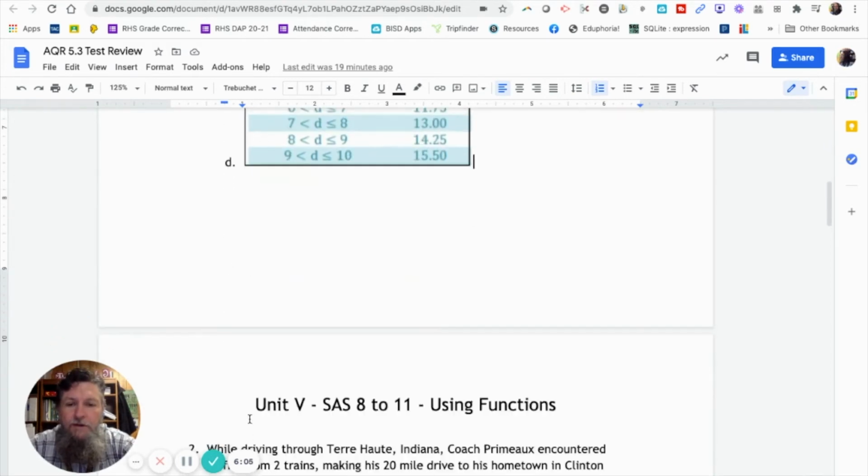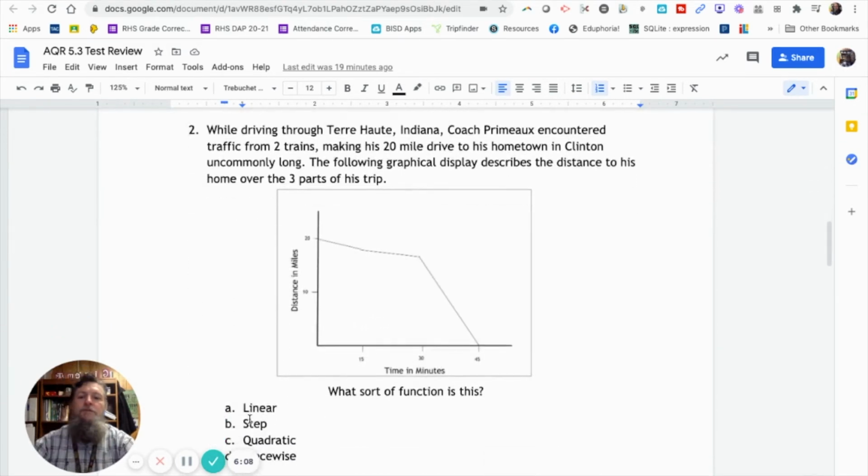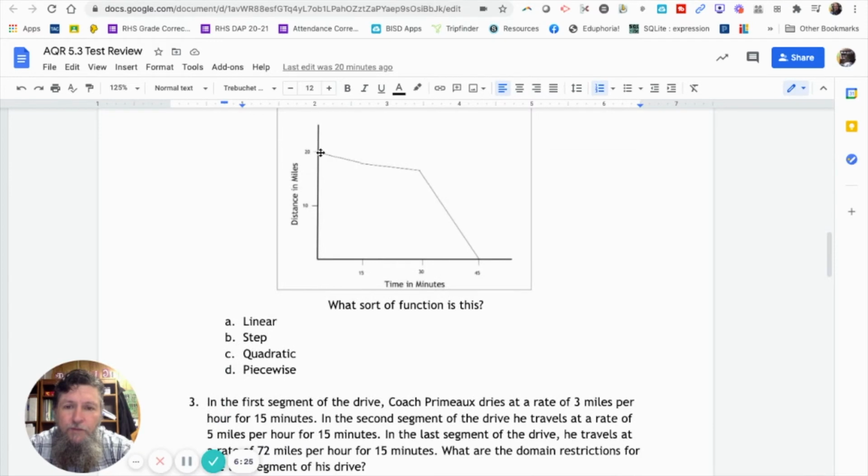All right, let's go on to the next question. While driving through Terre Haute, Indiana, Coach Primo encountered traffic from 2 trains making his 20-mile drive to his hometown in Clinton uncommonly long. The following graphical display describes the distance to his home over the 3 parts of his trip. So what sort of function is this? We've got part of a linear function here up to the first 15 minutes, and then a linear function up to the next 30 minutes, and then the last 15 minutes was another linear function. While this isn't a step function, it is 3 separate linear functions.